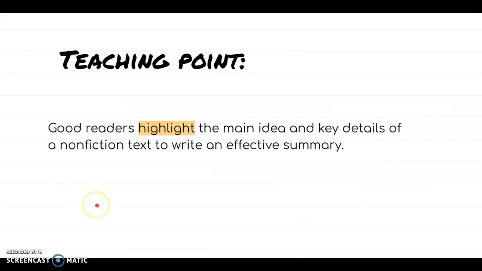All right, so our teaching point today is that good readers highlight the main idea and key details of a nonfiction text to write an effective summary. So today we're going to practice highlighting the main idea and highlighting the key details.